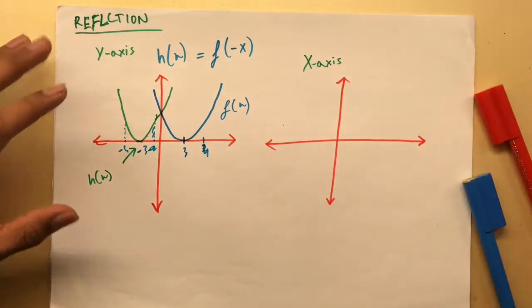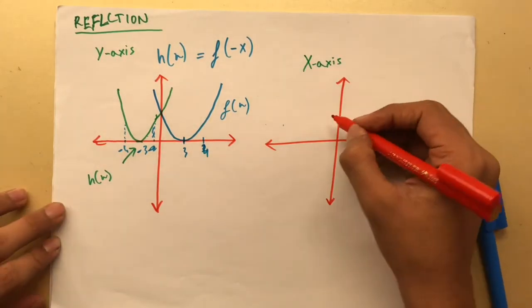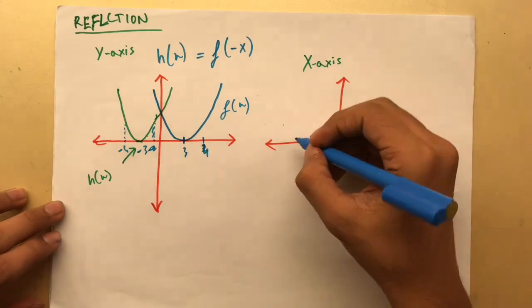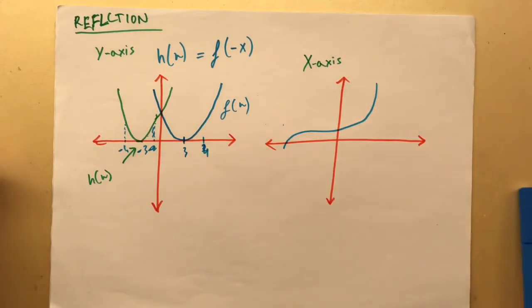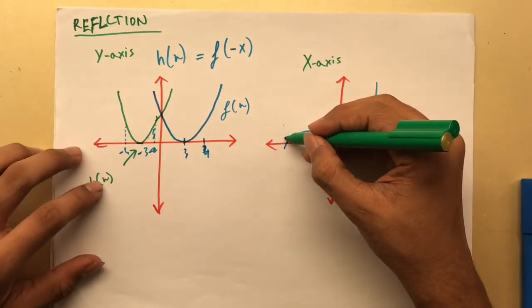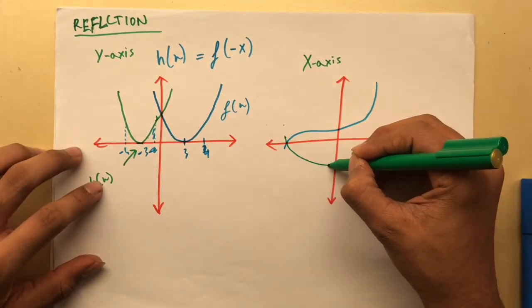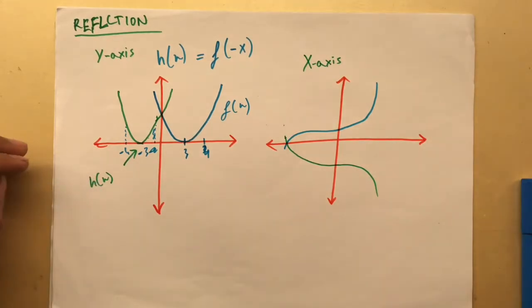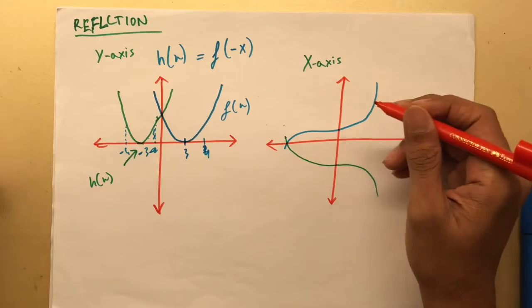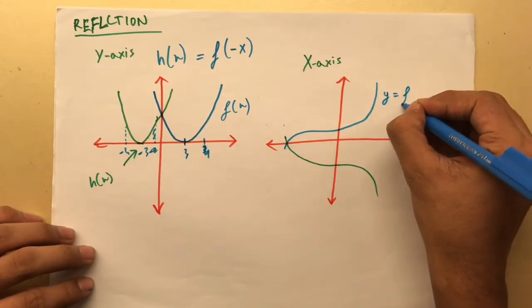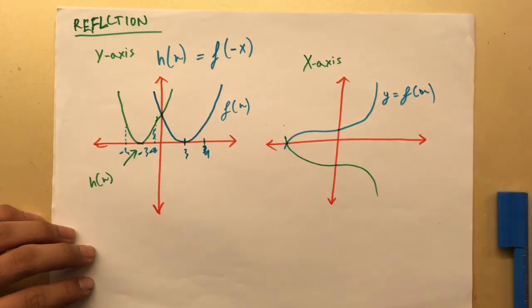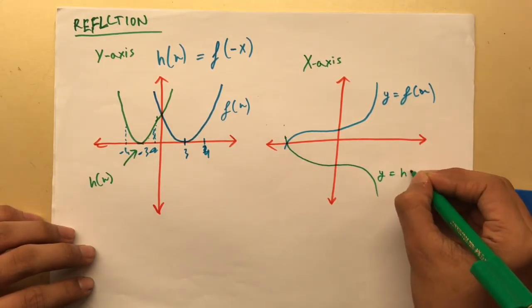Yeah. So reflection in the x-axis. If I had a function that was something like this, and I wanted to reflect it in the x-axis, the result would be something like that. And now if you notice, for all the positive outputs, let this be y is equal to f of x, and this is y is equal to h of x.